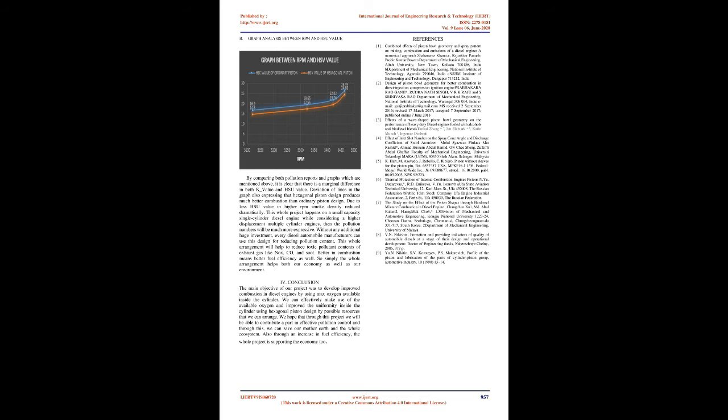3. Results and discussions. By comparing both pollution reports and graphs mentioned above, it is clear that there is a marginal difference in both K_value and HSU value. Deviation of lines in the graph also shows that the hexagonal piston design produces much better combustion than the ordinary piston design. Due to less HSU value and higher RPM, smoke density reduced dramatically.